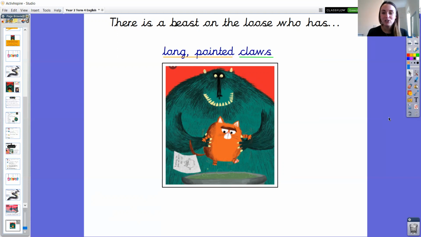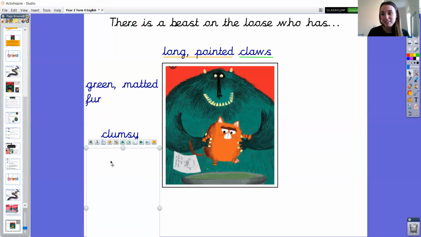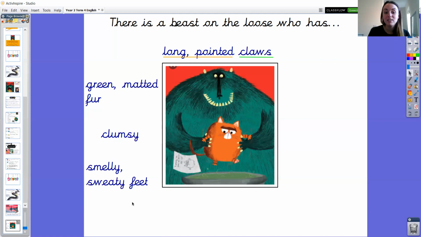Well done, Year 2. Okay, I'm going to share my ideas with you now. So, long, pointed claws is one of my ideas. Green, matted fur. So as we can see here from looking at his fur, I was thinking it's probably quite matted and tangled. So not only have I described the colour, but also the texture of his fur. Clumsy. He was quite clumsy at the end of the story, wasn't he? When he jumped into the steaming pot, and in the text it was described as like a fool, because he obviously didn't realise he was putting himself in the steaming pot. I also described him as having smelly, sweaty feet, which Nadia Shireen used in the text as well.